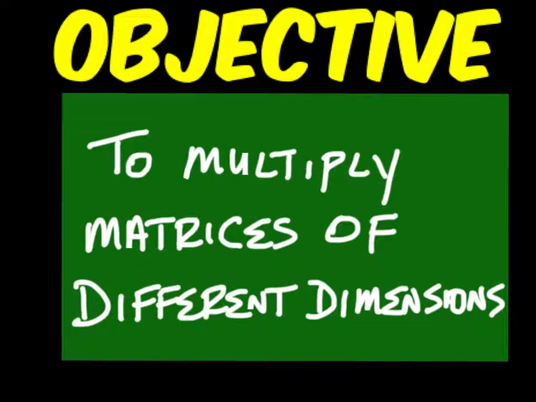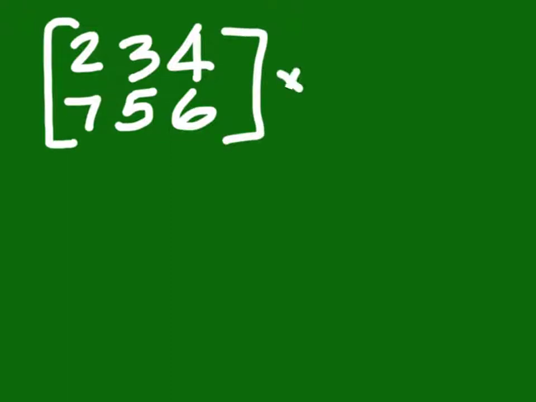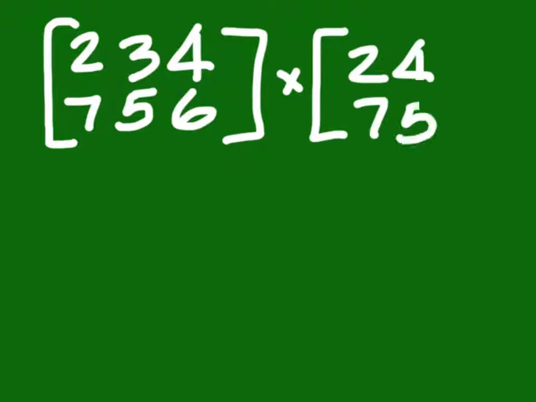The objective is to multiply matrices of different dimensions. Here's example 1. In this case, you'll have 2, 3, 4, 7, 5, and 6. We have 3 columns in that one, which should match the number of rows we have in the other one. So we'll have 2, 4, 7, and 5. That's supposed to be a bracket. There we go.